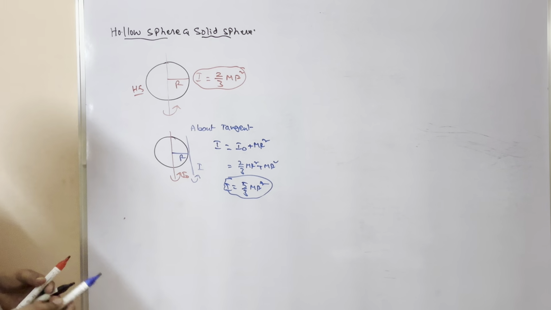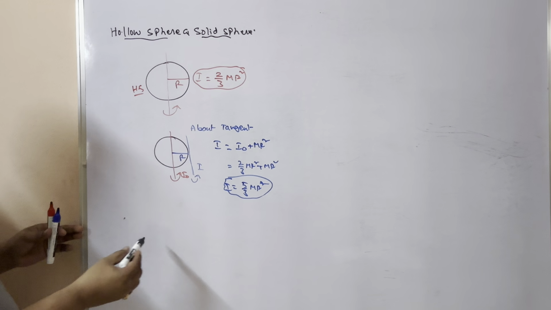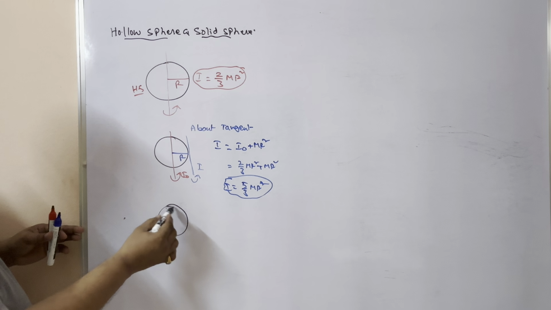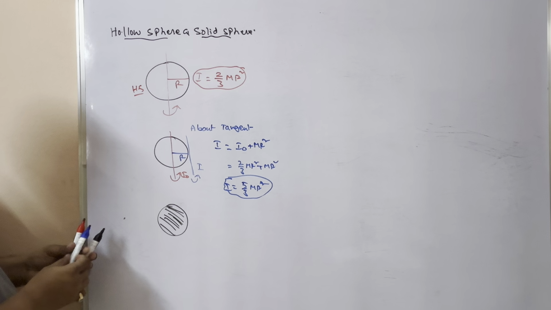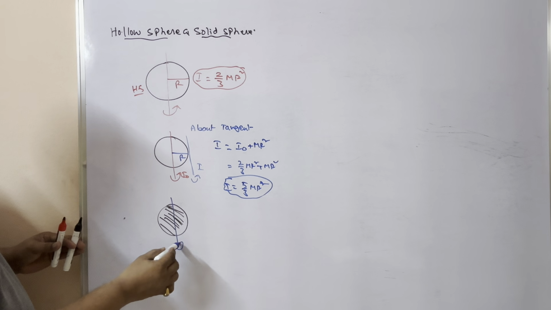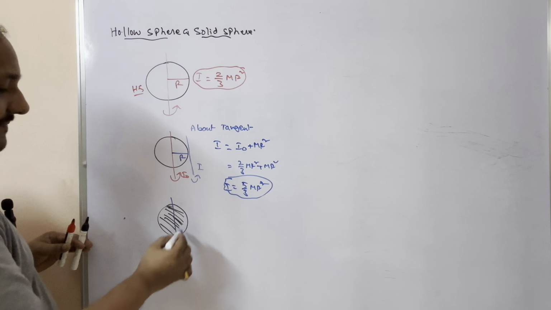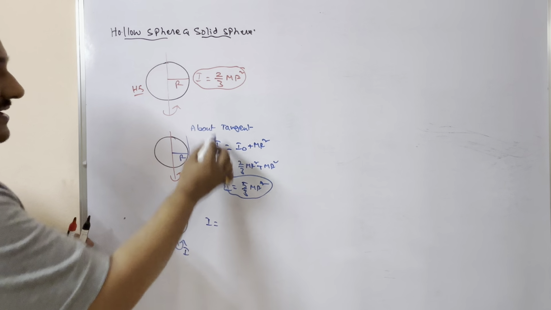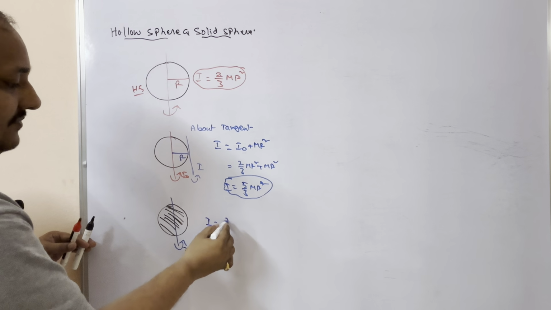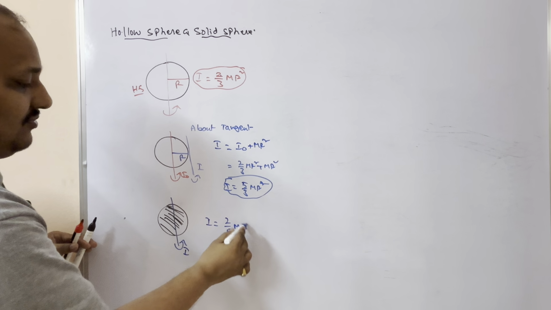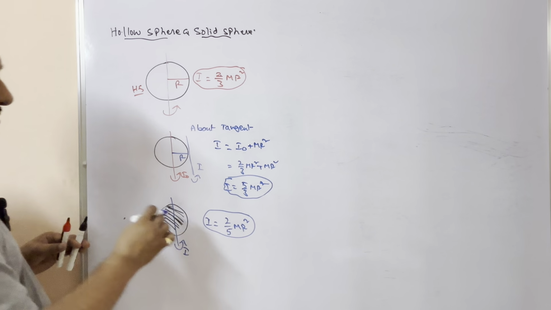This is about tangent. If we are taking solid sphere, the rubber ball is nothing but a hollow sphere, inside nothing will be there. So this is nothing but solid sphere. Again, about diameter, I is equal to, for this 2 by 3, 2 plus 3, 2 by 5 m r square, about diameter.